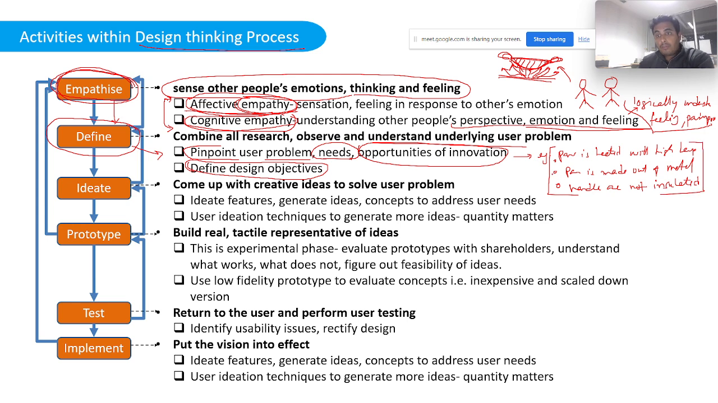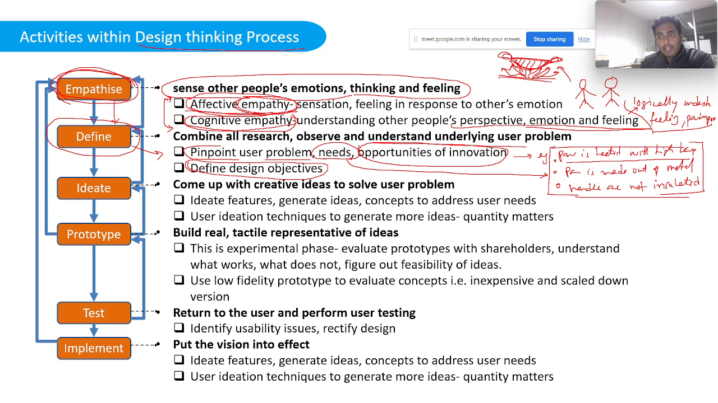So depending upon your problem, you will have different need statements. For the problem that the pan is heated with high temperature, your need statement will be a way to reduce temperature. Then, if the pan is made with metal, a way to make the pan with non-metallic material. Similarly, for handles that are not insulated, you may say we need to find a way to make the handles insulated, or they should be of some other material.